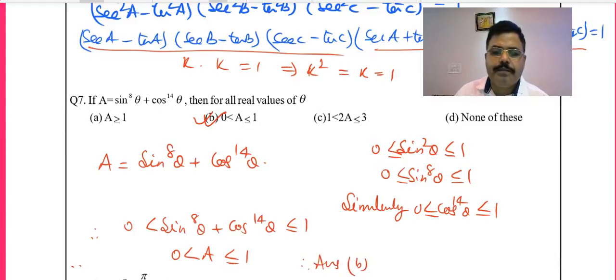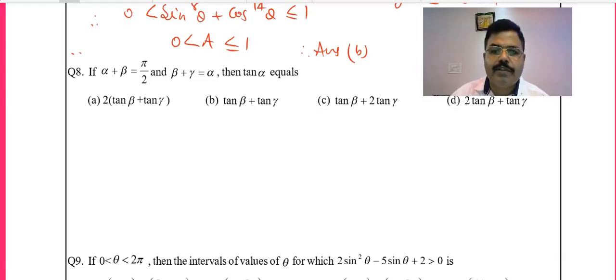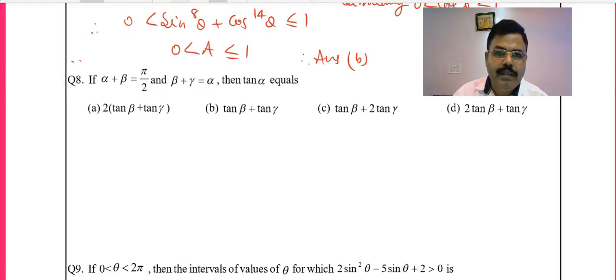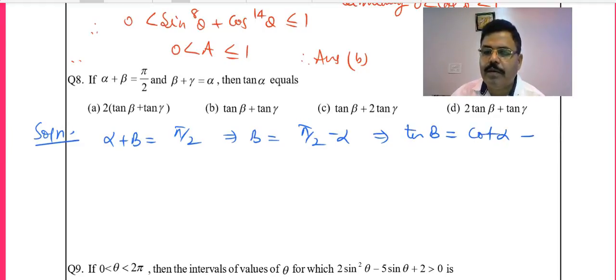The answer is b. Now the next question is, here try to understand. This is another question, and this is a very good question. In fact, it has been asked earlier also in different competitive examinations. I can't deny this fact. Here beta plus gamma is equal to alpha. Alpha plus beta is equal to pi by 2. So beta can be written as pi by 2 minus alpha, and therefore I can write tan beta is equal to tan of pi by 2 minus alpha, that is cot alpha. Can I write like this?